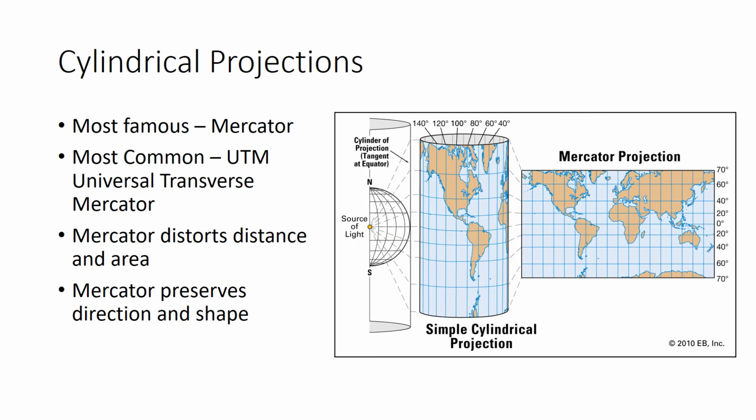Cylindrical projections. Most famous one is Mercator. Mercator did this a long time ago, and his cylindrical projection was a simple one, and it was used for navigation because it preserved direction. The most common one that we have today is the UTM system, the Universal Transverse Mercator. Transverse means that instead of that cylinder going up and down, the cylinder goes sideways.